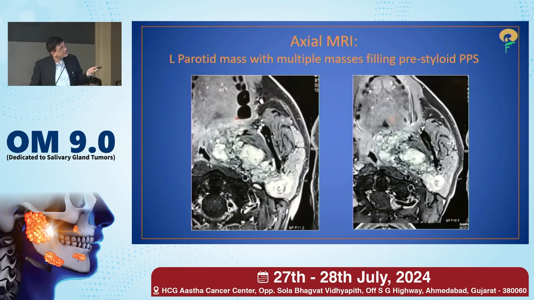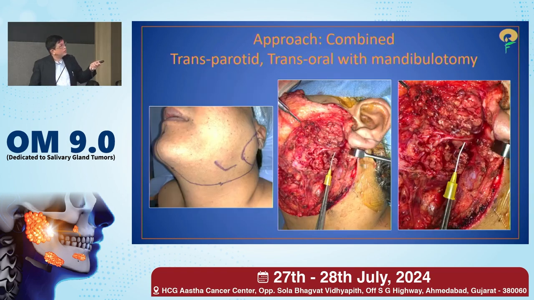If you see the next axial section, which again shows the oropharynx, these are large deposits coming all the way down here. So we had to evolve a comprehensive approach for all this. We did a lip split and a mandibulotomy approach, a mandibular swing approach, and here we met the two spaces, the parapharyngeal space and the parotid space.